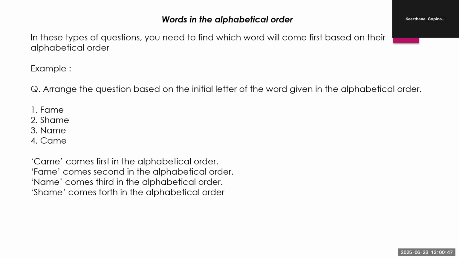Then comes words in the alphabetical order. There are multiple words which are given to you. You have to arrange the words in alphabetical order. Fame, name, shame, came, all of these. From the alphabetical series, you will know A, B, C, D, E, F. So C is the first, F is the second. You will have to just arrange it in alphabetical order and give it. Correct? This is one type of question.